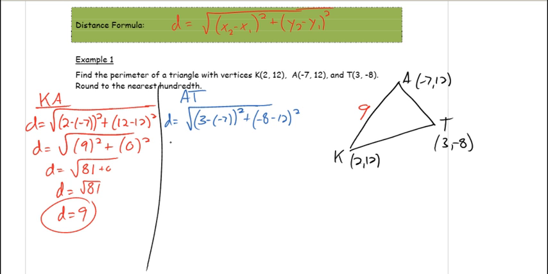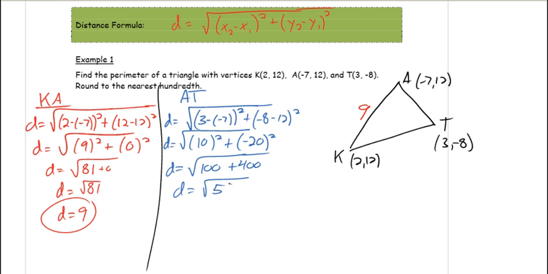We have D equals the square root. 3 minus a negative 7 becomes plus a positive, or 10 squared, plus negative 8 minus 12 more is negative 20 squared. So we get D equals 100, that one's easy, plus negative 20 in parentheses squared, so negative 20 times negative 20 is 400. D equals the square root of 500. Just leave it like that for now. Okay, so we'll call this the square root of 500. We'll turn it into a decimal at the very end.